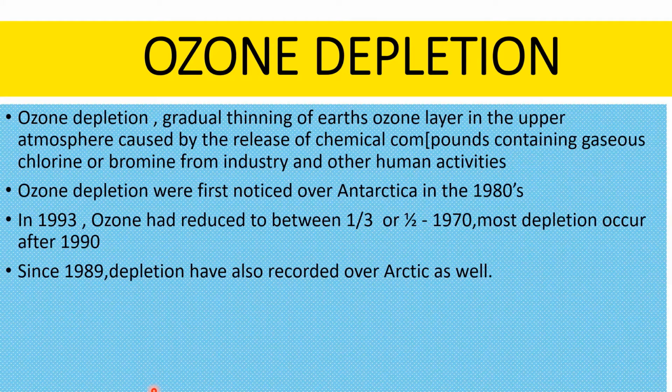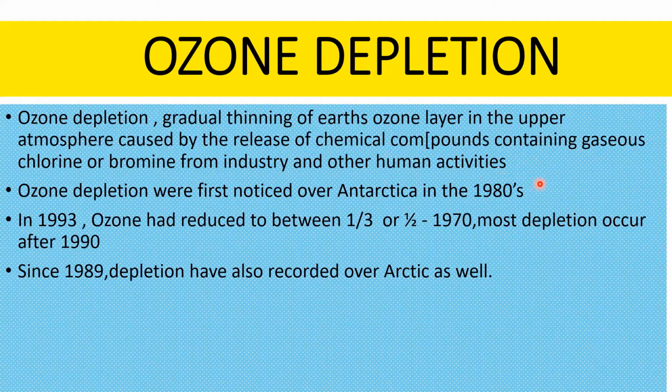So, ozone depletion. What is ozone depletion? Ozone depletion is a gradual thinning of Earth's ozone layer in the upper atmosphere caused by the release of chemical compounds containing gases such as chlorine and bromine from industry and other human activities.